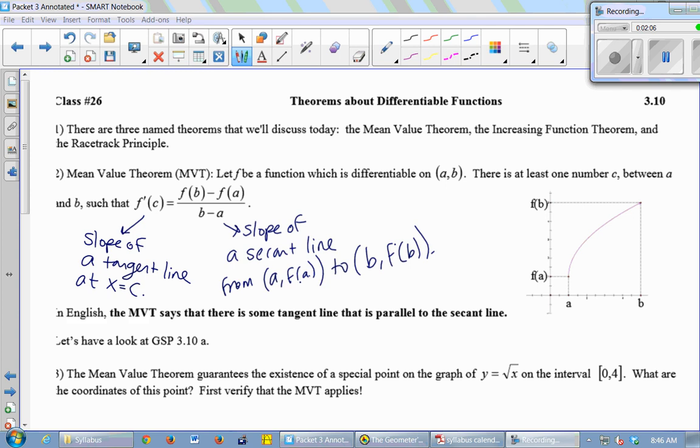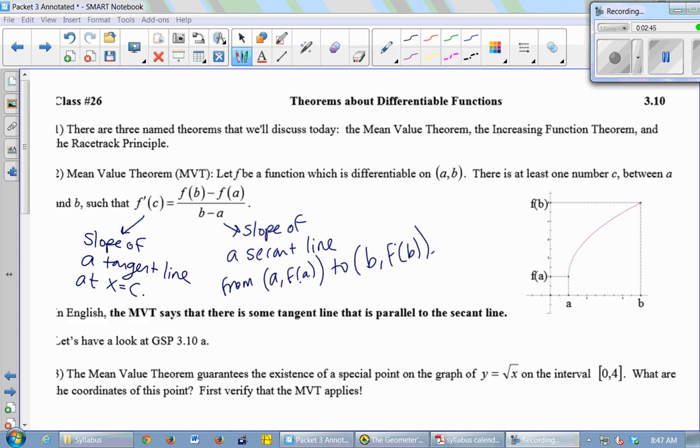So here's my picture, right? The mean value theorem says that there is some tangent line that is parallel to the secant line. Where did this parallel thing come from? How do I know they have to be parallel? Because they have the same slope. Yeah, that's what it means for two lines to have the same slope. So we have a secant line that has some certain slope, and the mean value theorem says that there is at least one place, there's at least one x value between a and b, where the slope of the tangent line is the same as the slope of the secant line, meaning the two lines are parallel.